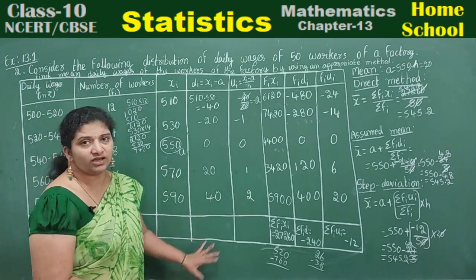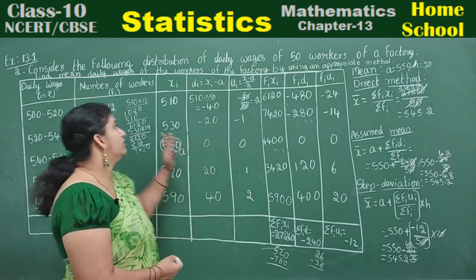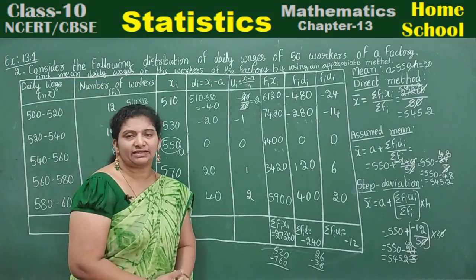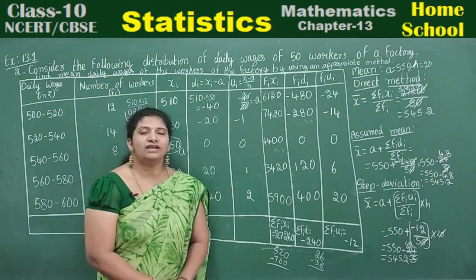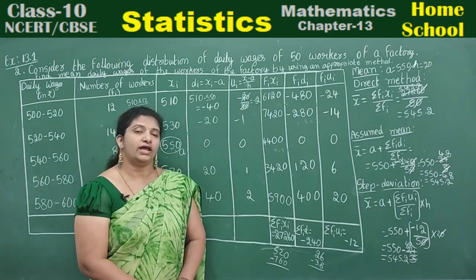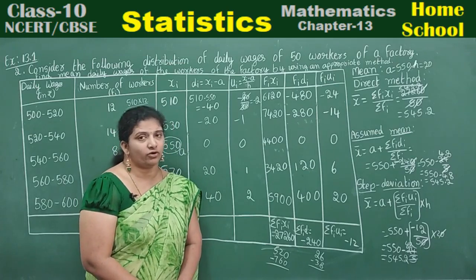There is no space here. You try to write yourselves. Therefore, the mean daily wages of the workers of a factory are 545 rupees 20 paisa is your answer, or directly you can say rupees 545.20.